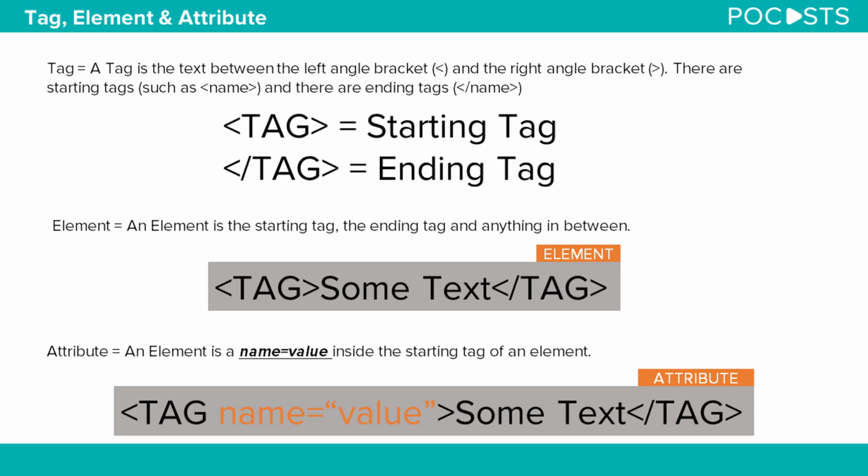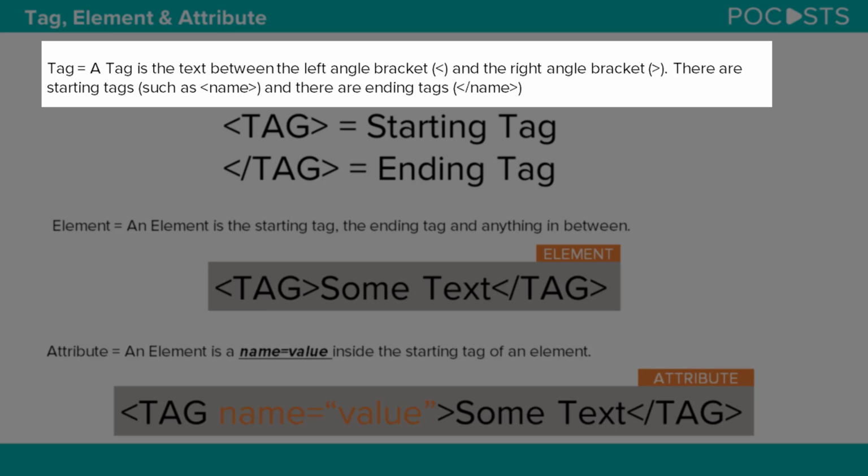Let me introduce three different terms that we use in XML. The first term is tag, second is element, and then attribute. Let's look into each of them and understand where we use it. The first keyword is tag. When I say tag, I actually mean some kind of text between a less than and a greater than symbol.